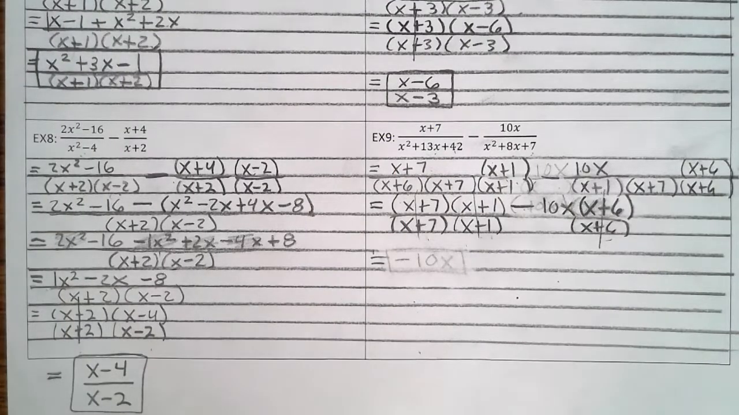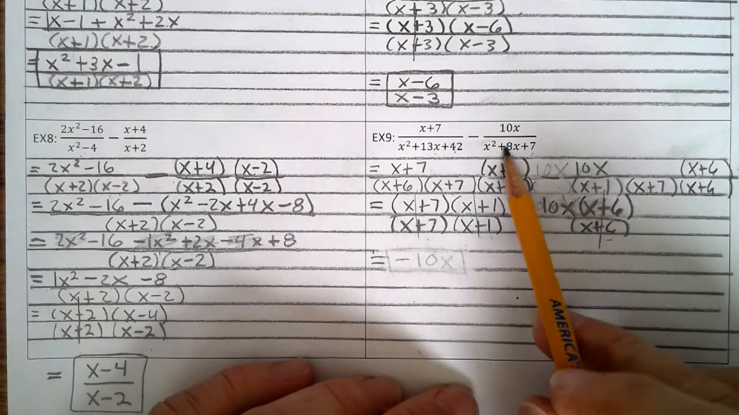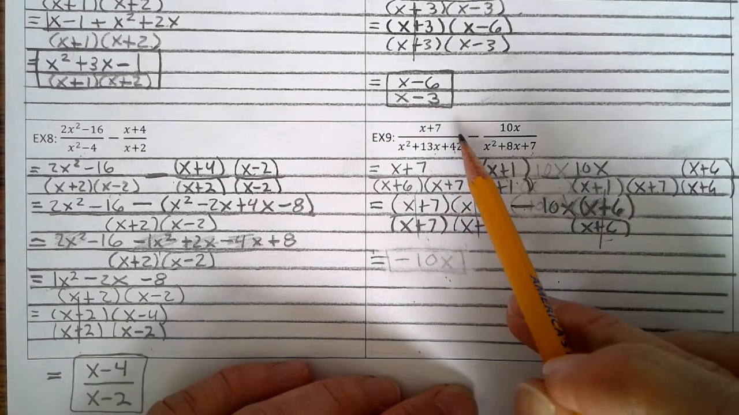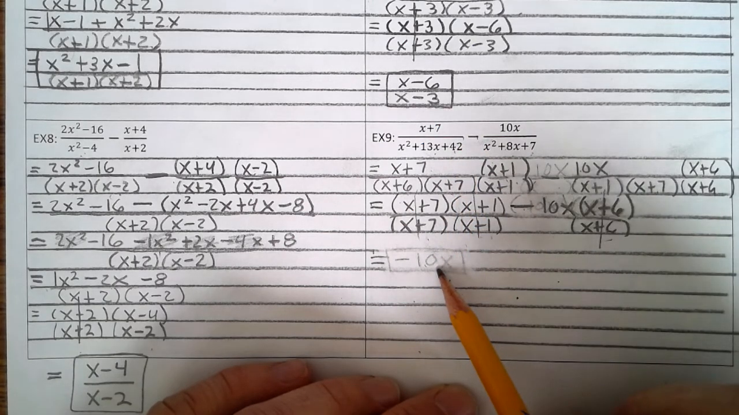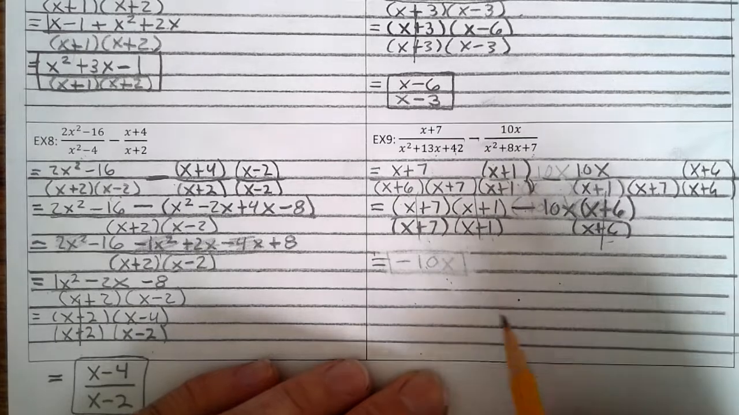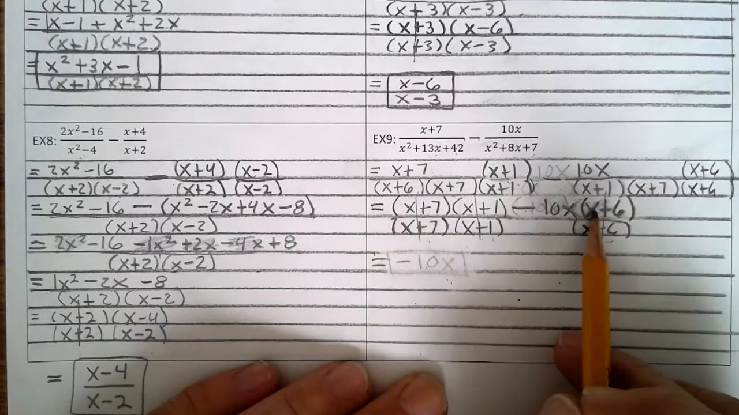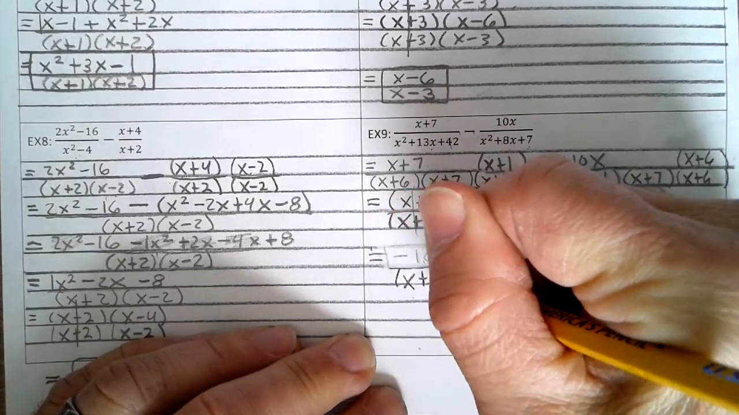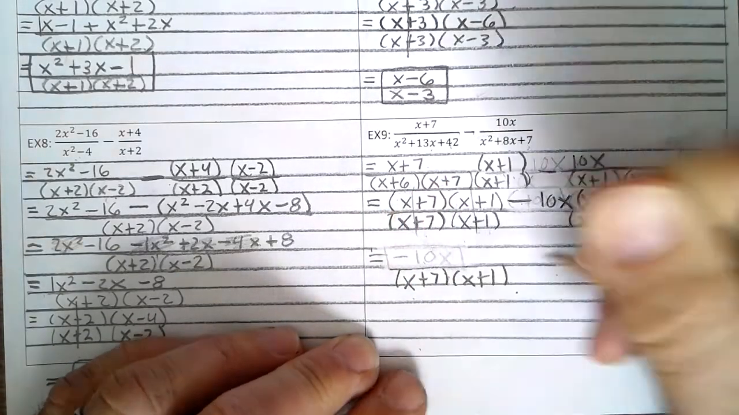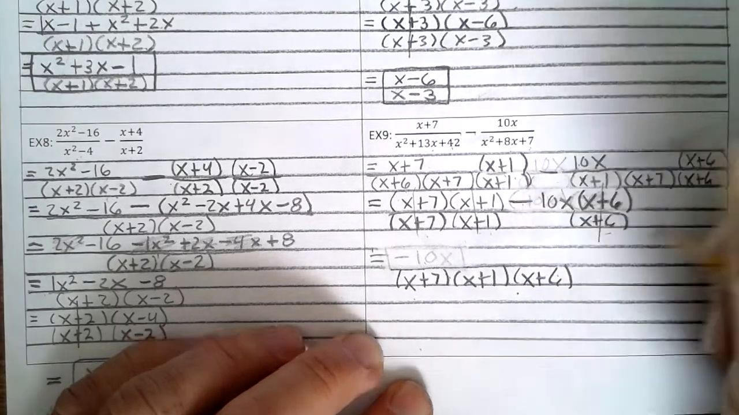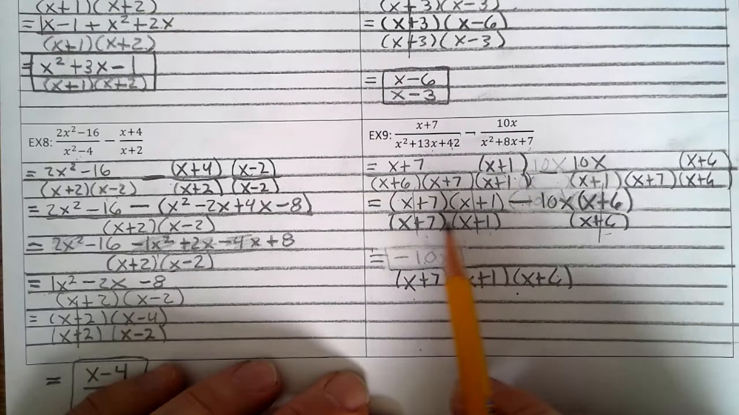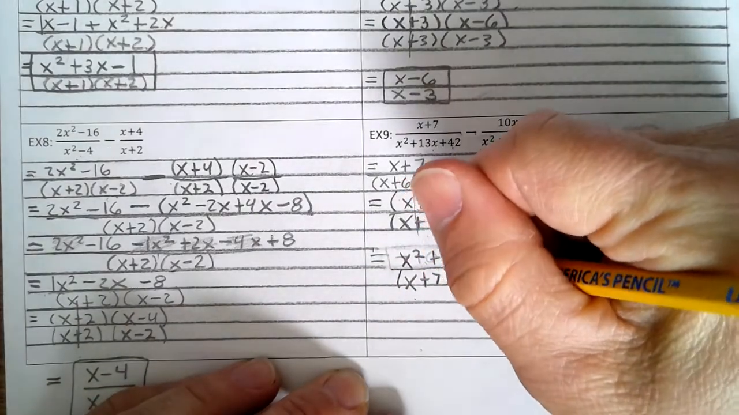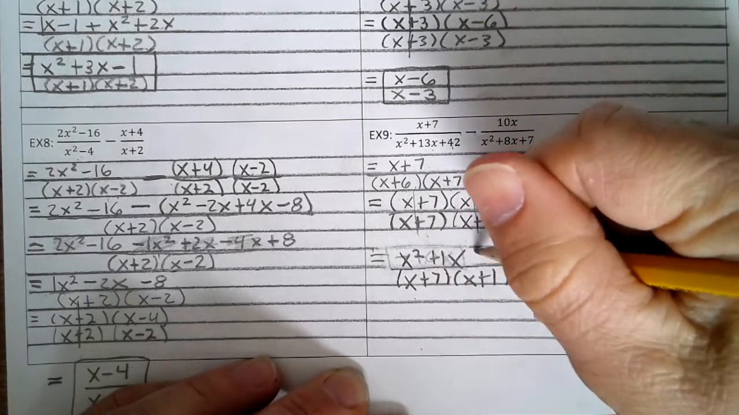So here, we're actually going to expand all this out, and it's all going to be divided by x plus 7, x plus 1, x plus 6. Okay? So here, x times x is x squared. x times 1 is plus 1x. 7 times x is plus 7x. And then 7 times 1 is plus 7. And then negative 10x times x is negative 10x squared. And then negative 10x times 6 is a negative 60x.